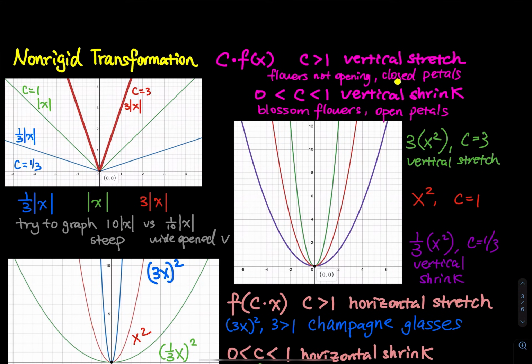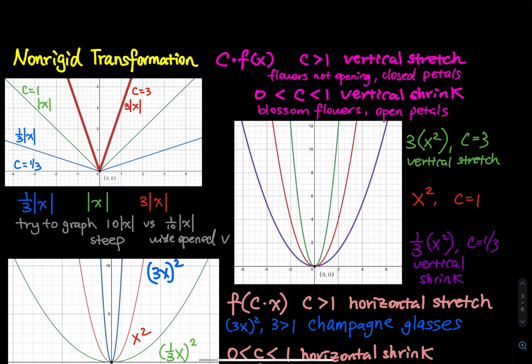But to me, I would just say the slope. Less steep versus very steep. When c is between 0 and 1, like 1/3, that creates a vertical shrink. It's like a blossoming flower, open petals. That is what the purple parabola looks like. Just compare the purple and the green.